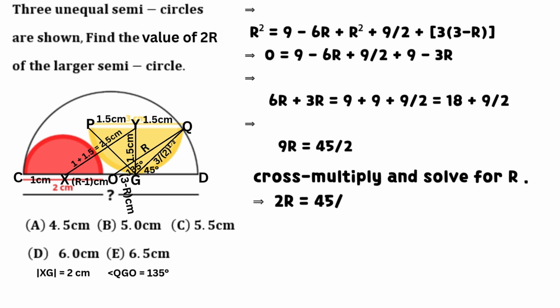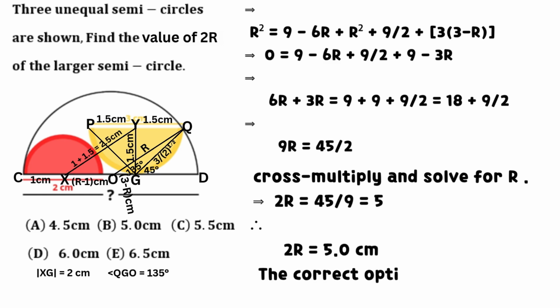Cross multiply and solve for r. This implies that 2 times r equals 45 divided by 9, which equals 5. Therefore, 2 times r equals 5.0 cm. The correct option is B.